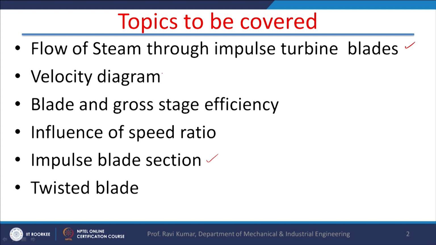We will draw a velocity diagram for impulse turbine blades. We will discuss the blade and gross stage efficiency, the influence of steam ratio on the efficiency of an impulse steam turbine. We will discuss the impulse blade section, and at the last we will discuss a little on twisted blades in the steam turbines.